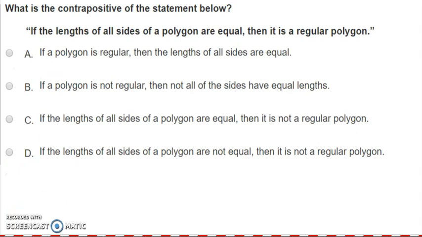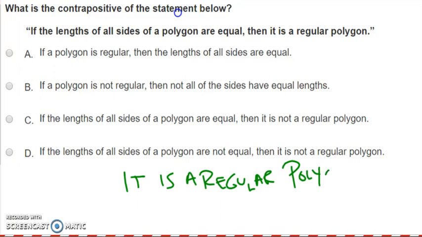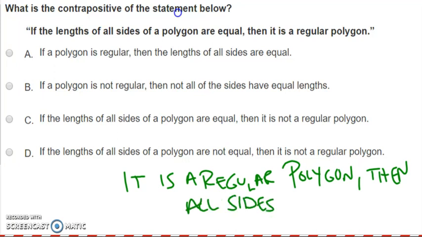If the lengths of all the sides of the polygon are equal, then it is a regular polygon. Well, contrapositive, we're going to switch the hypothesis and the conclusion of the inverse. Well, I'm going to switch it first, and I'm going to say, if it is a regular polygon, then all sides are equal. So I switched them. Now contrapositive says I need the inverse.